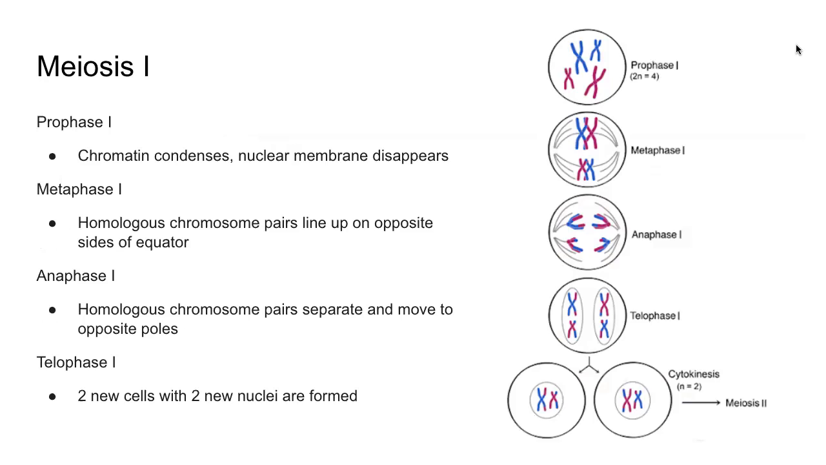So in prophase 1, the chromatin is going to condense, and you see that the nuclear membrane is going to disappear. Metaphase, the homologous chromosomes line up on opposite sides. So you can see those spindle fibers pulling them apart. Anaphase, the chromosome pairs separate and move to opposite poles. So they're separated into their 4 quadrants there.